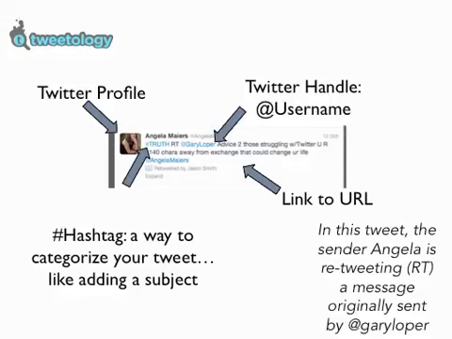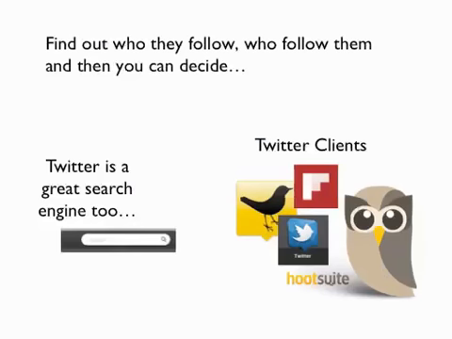So in this tweet, the sender, Angela, is retweeting a message that was originally sent by Gary Loper. So that is the game. We either compose new messages out to our followers, or if we see a good message that we receive from someone we follow, we can retweet that message to the people that are following us. Once you're in a particular user, you can find out who they follow, and then maybe you could choose to follow some of those people.